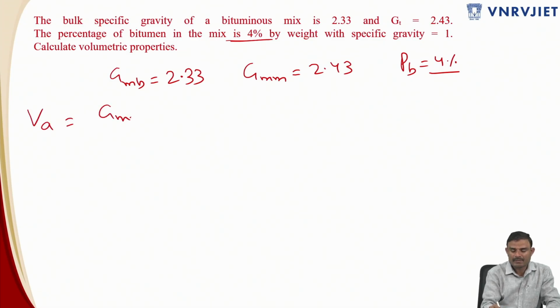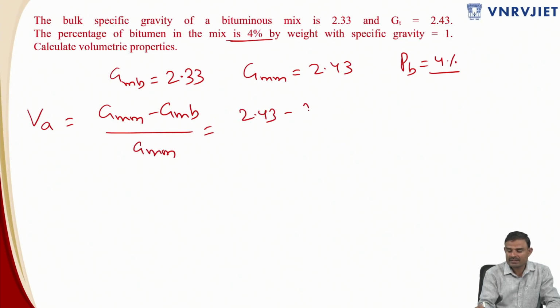VA is equal to GMM minus GMB divided by GMM, which is 2.43 minus 2.33 divided by 2.43. Then you are going to get the percentage of air voids as 4.11%.